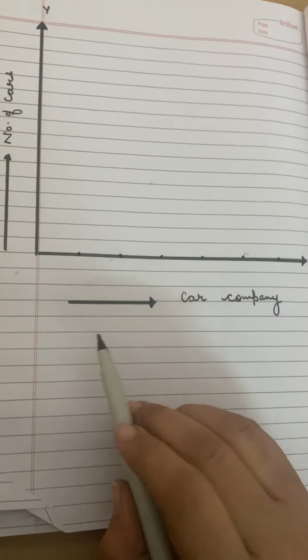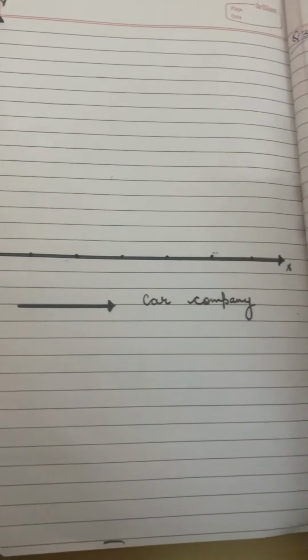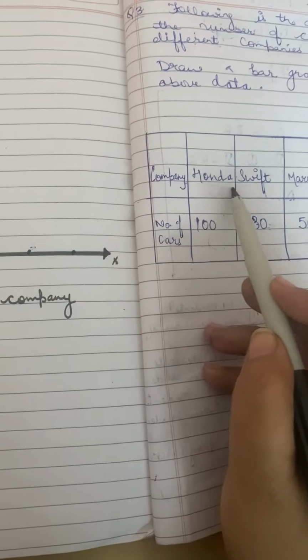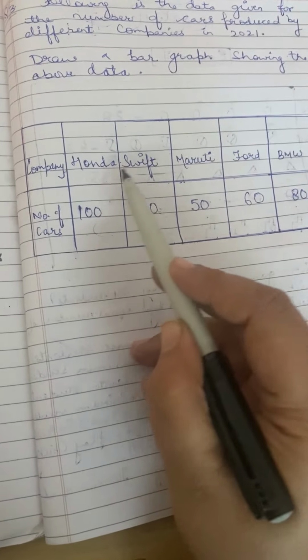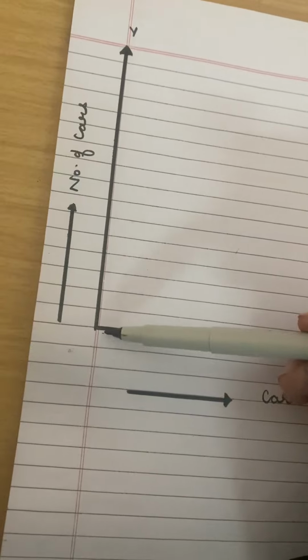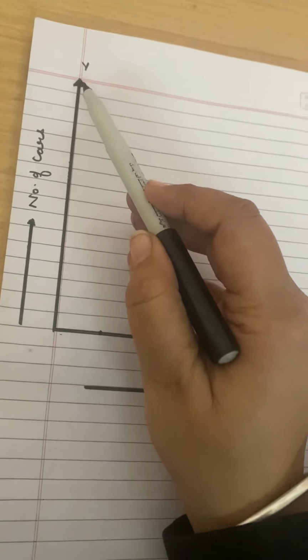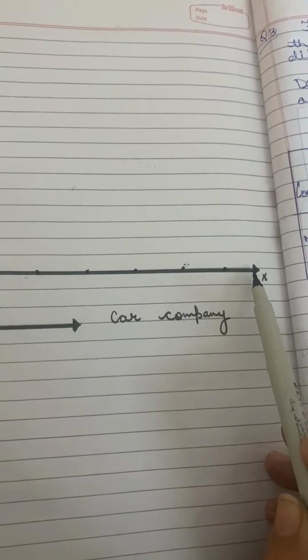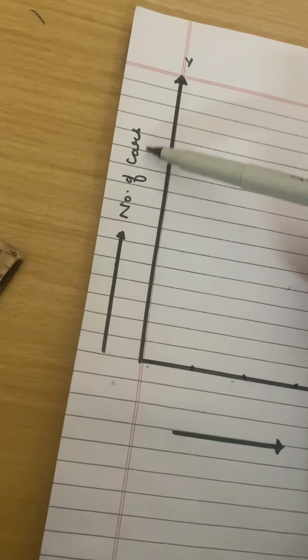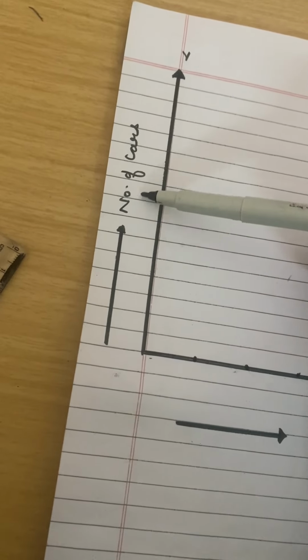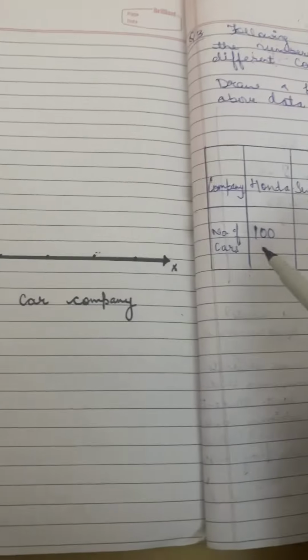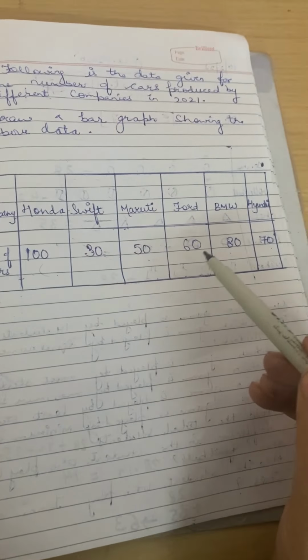Now, on the horizontal side, you will write the company of cars. Whatever companies are given, you will mention those companies. And on the y-axis, you have to draw these arrows also. These are compulsory. And on the y-axis, you will mention the number of cars. Numbers means these 100, 30, 50, 60, 80.